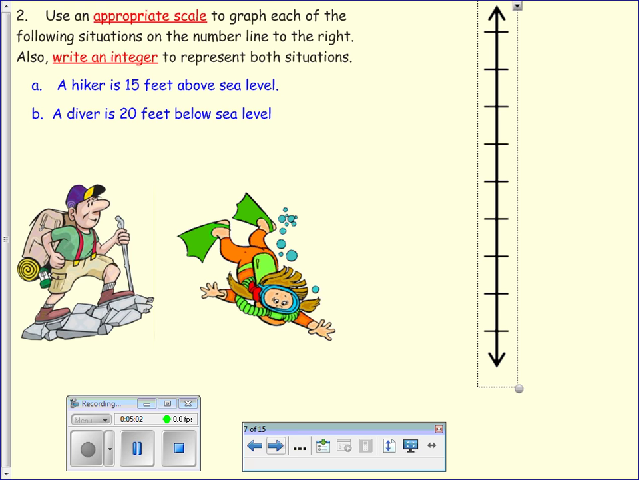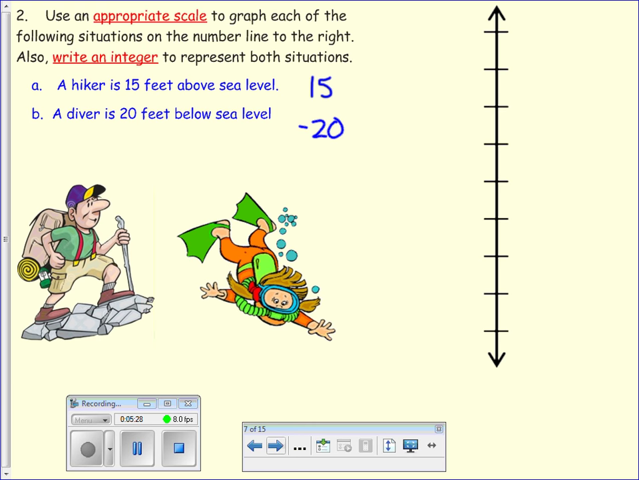So also write an integer to represent both situations. A hiker is 15 feet above sea level. How would I write that as an integer? Right. Positive 15, and if it's positive, we don't need the sign. And a diver is 20 feet below sea level. Negative 20. Perfect. And because it's asking for integers, we're not labeling it.